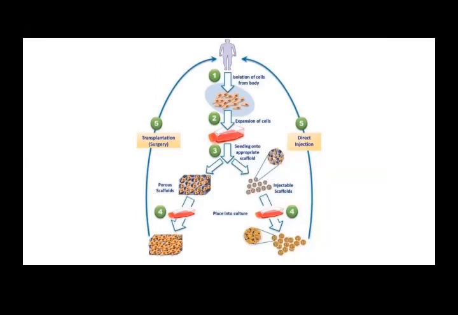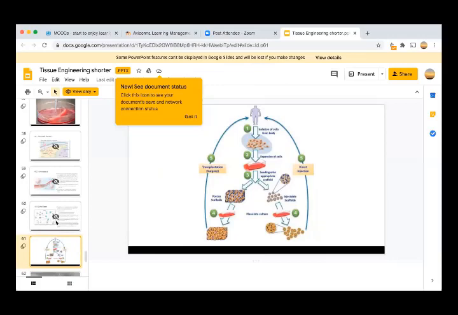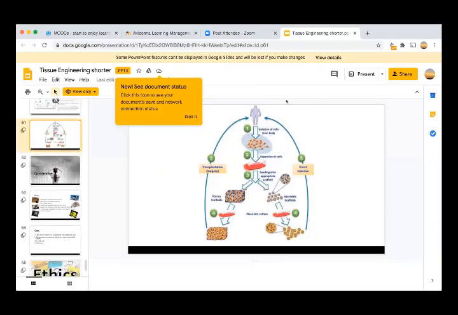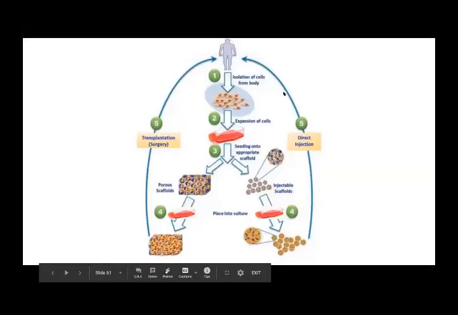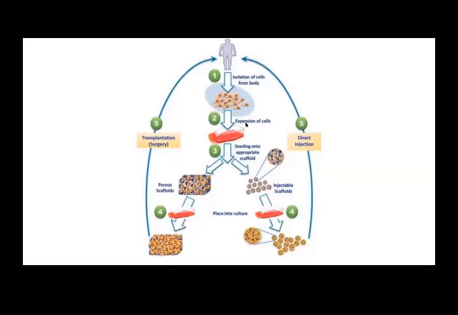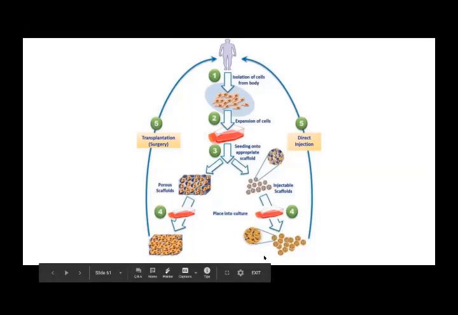Initially, the step here is the same: we have isolation of cells from the body, as can be seen right here. After that, the cells undergo an expansion process. And then we have seeding into appropriate scaffolds, injectable scaffolds and then porous scaffolds. After that, we place them into culture to promote growth, and then they're finally injected directly back into the patient or transplanted by surgery.